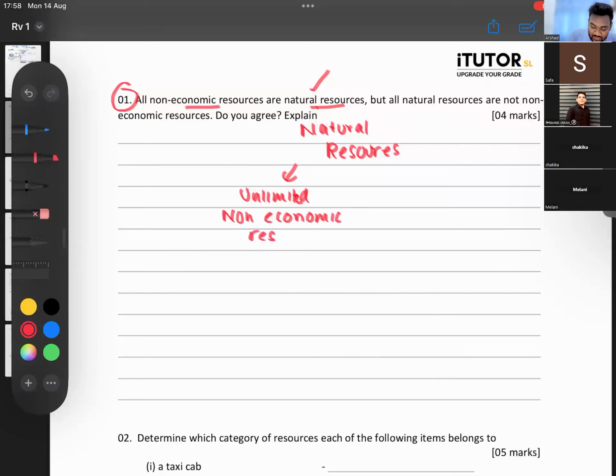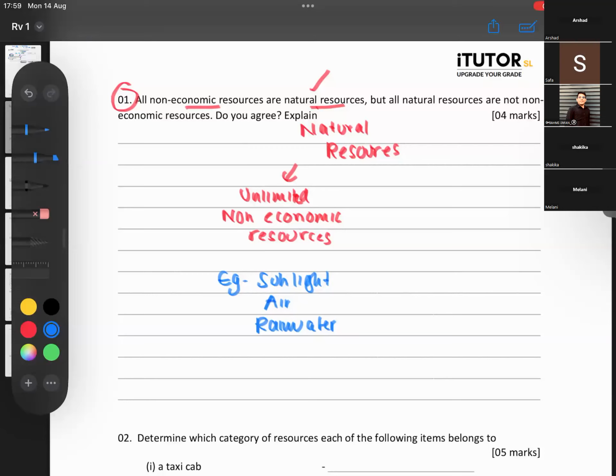Non-economic resources, what do we have? Examples: sunlight, air, rainwater. These are non-economic resources and they are unlimited. Just give me a second. Sorry, guys.